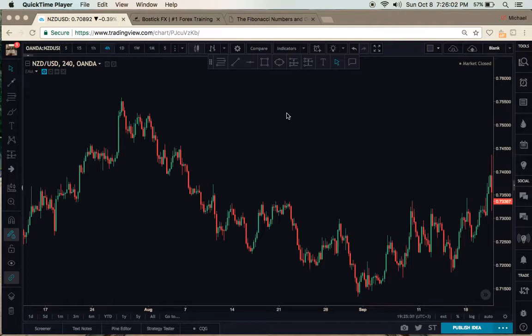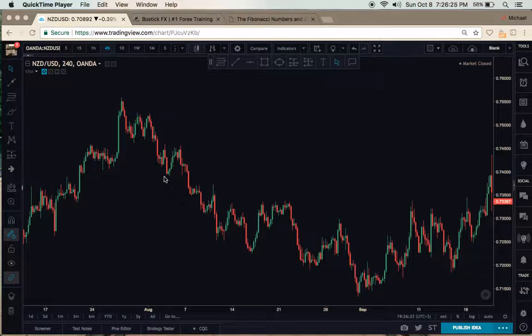What's up, guys? So today we're going to be talking about multiple time frame analysis. In Forex, or in trading period, you don't want to get tunnel vision on one time frame, because one time frame only gives you so much information. You need to be able to look at the bigger picture, the medium picture and the small picture.